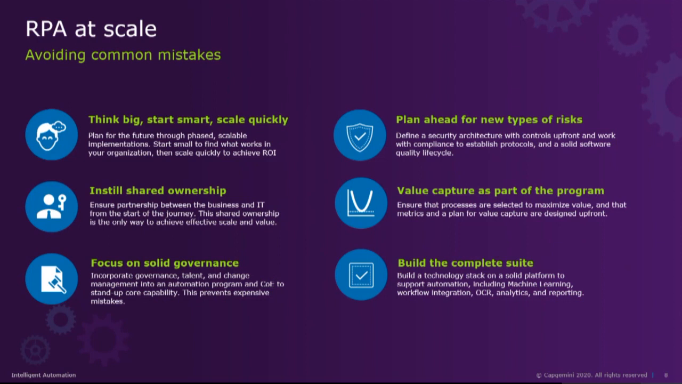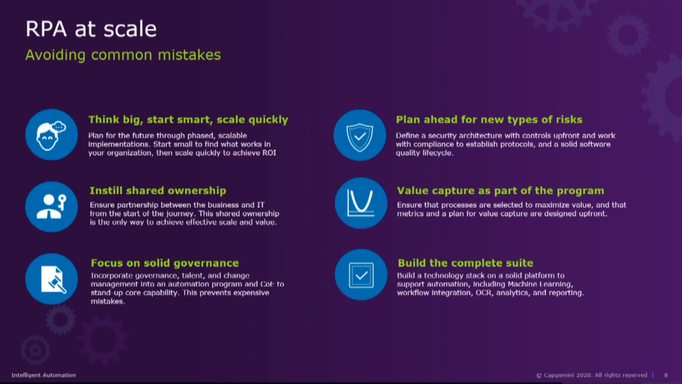RPA cannot be implemented just by IT, and RPA cannot be implemented just by the business. When I show you the COE model in just a moment, you're going to see that the COE model integrates both the business and IT into one centralized governance model, and it requires both to really get traction behind RPA and get it built up. That's why a focus on solid governance is very important.